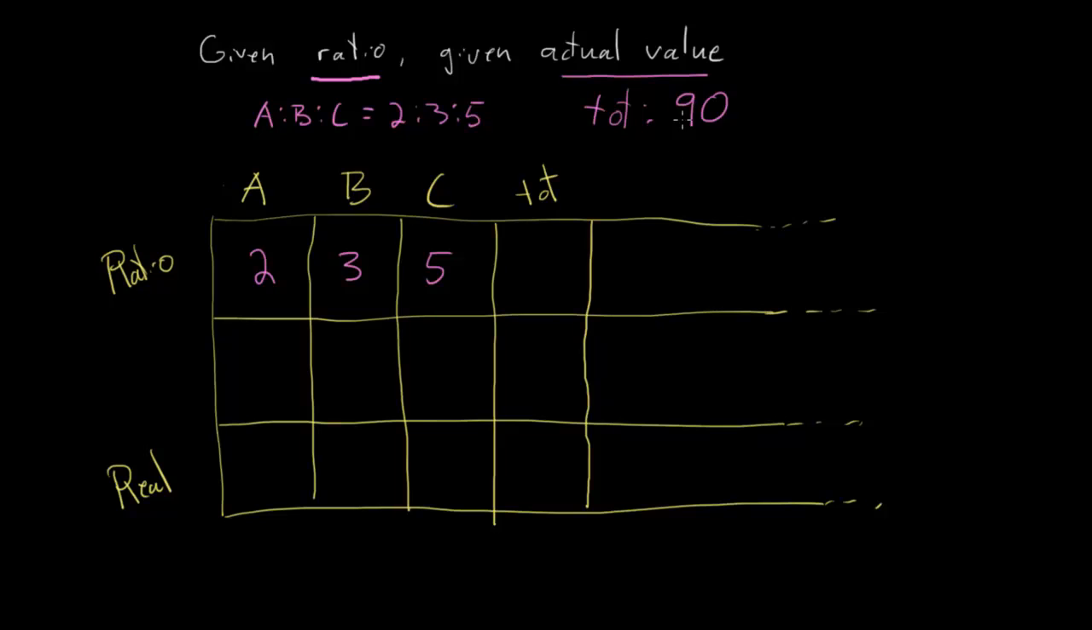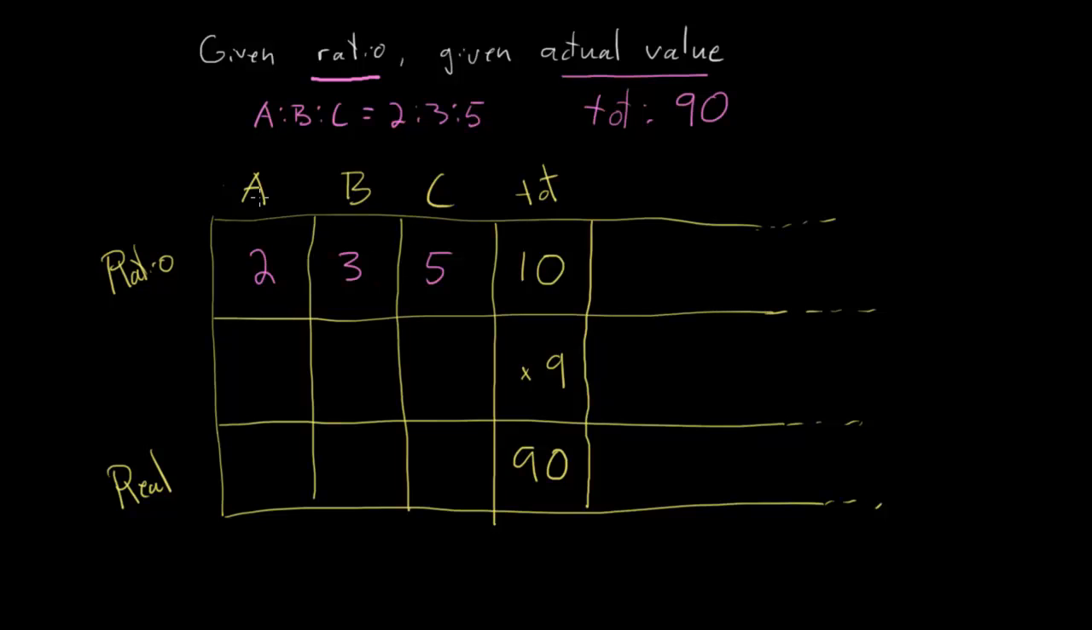So my total is 90, and that's the actual value, so that's going in the real world. 90 down here. And what is that up here in the ratio world? Well, in the ratio world, my total is just 2 plus 3 is 5 plus 5 is 10. My ratio total is 10. And now we've got a column with two items. We've got analogous elements in the ratio world and the real world, so we can get our multiplier. 10 times 9 is 90. And then we could answer whatever they're asking.